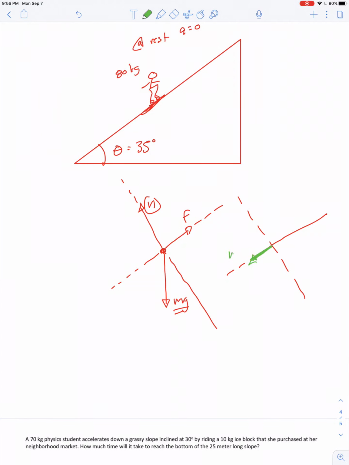There's one component of gravity, mg sine theta. There's another component of gravity perpendicular to the incline, mg cosine theta. There's the normal force. And lastly, there's the friction force. And again, I've drawn all these forces in opposite directions equal to one another so that they cancel each other out. So the normal force and mg cosine theta cancel, and mg sine theta is canceled by the friction force. Okay, so at least we drew the resolved free body diagram.